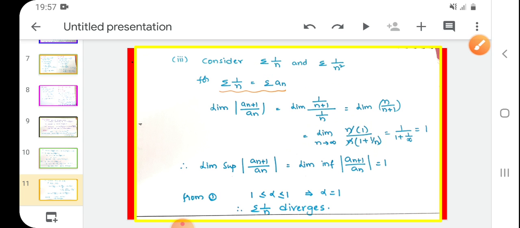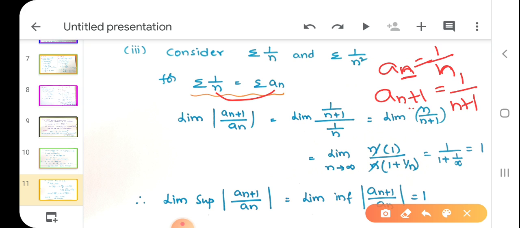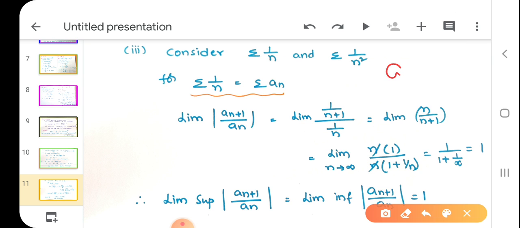First I let an equals 1 by n. What is an here? An equals 1 by n. Here, what is the value of an plus 1? If an is 1 by n, then an plus 1 is 1 by n plus 1, we put n plus 1 in n's place. Okay, is it clear or not? An is 1 by n. Now I take n plus 1. That means put n plus 1 in n's place. So what is the series here?